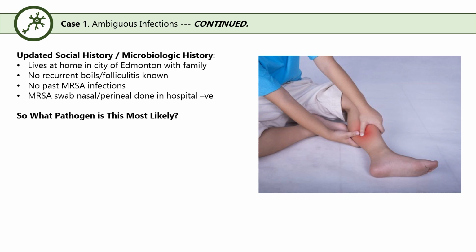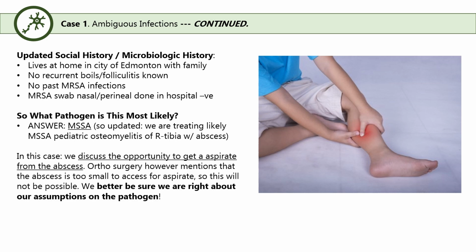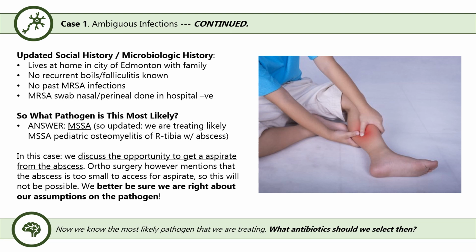So what is our most likely pathogen? In this case, of course, it should be MSSA. So updated, we are really likely treating an MSSA osteomyelitis with right tibial abscess. We also discussed the opportunity to get sampling from this abscess via orthopedic surgery, although they mention it is too small to sample, so we are unlikely to drain it. This is a good example of a case where, because culture-directed therapy will be impossible, we should really think through our most likely pathogen in this case, which we've justified.